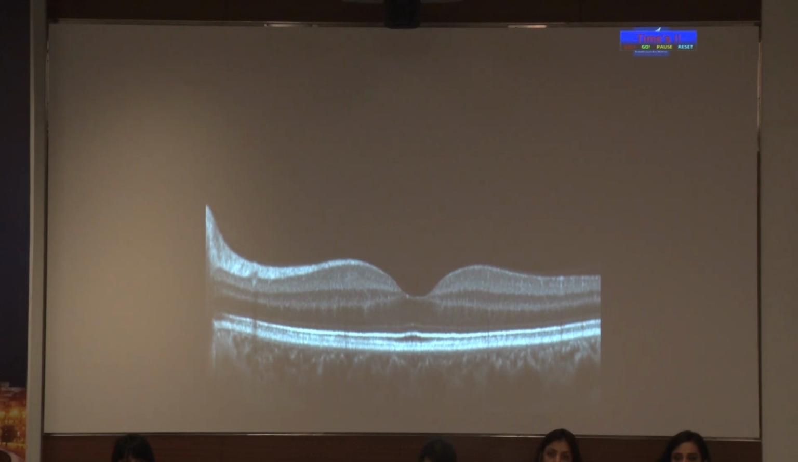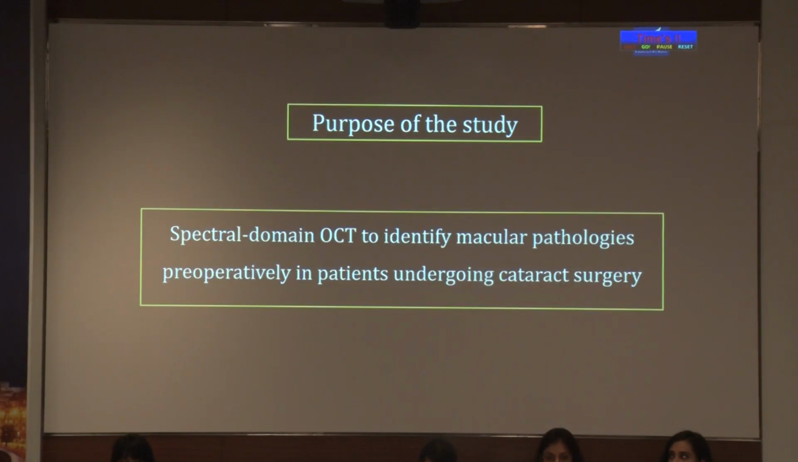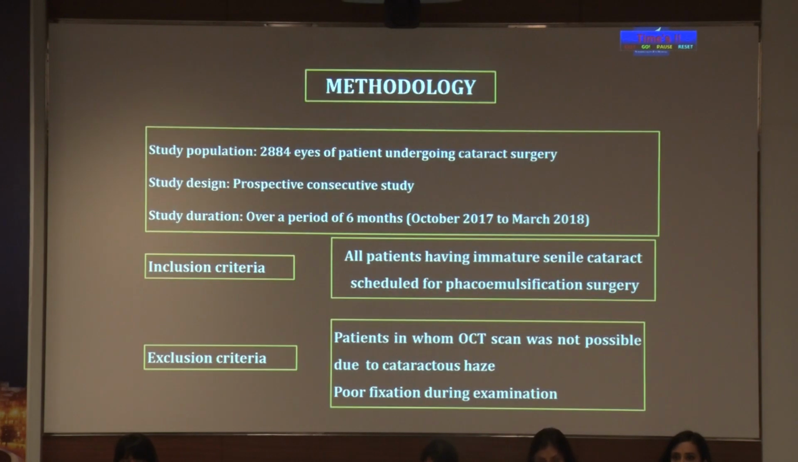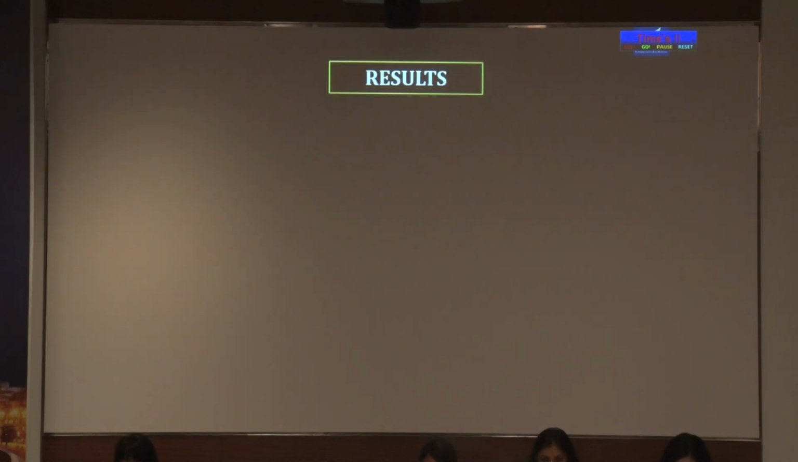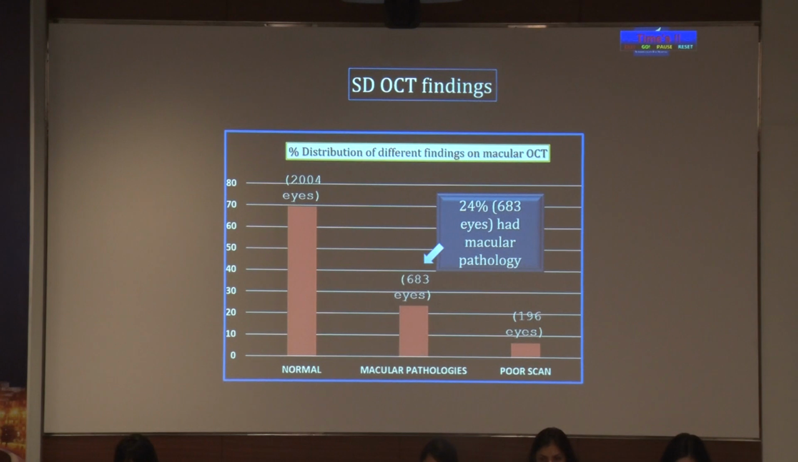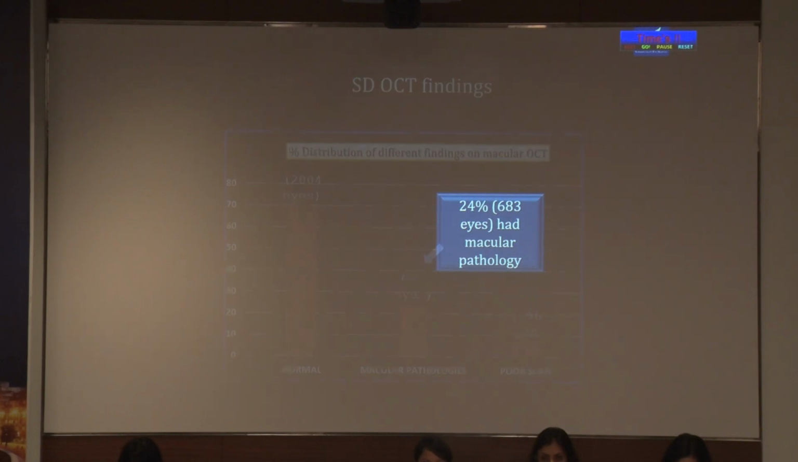So it's important that one should incorporate macular OCT as a part of your cataract workup. We did this study where we initially included about 3,000 eyes. What we saw was very surprising: in spite of an experienced retina specialist examining the patient, about 683 eyes actually had macular pathologies. And macular OCT was very important in picking up these lesions, which amounted to 24%.